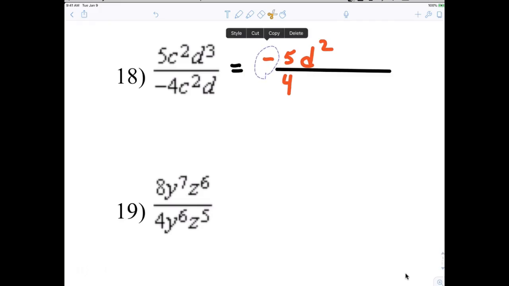Do you hear me? Or out here. We just really never put it down here. When you're simplifying, I want it out in front or on the top. But if you put it on the bottom, would I mark it wrong? No, because it's still correct. Yes, sir. We're not subtracting. We're dividing. Right? Positive divided by a negative is still a negative. Okay?